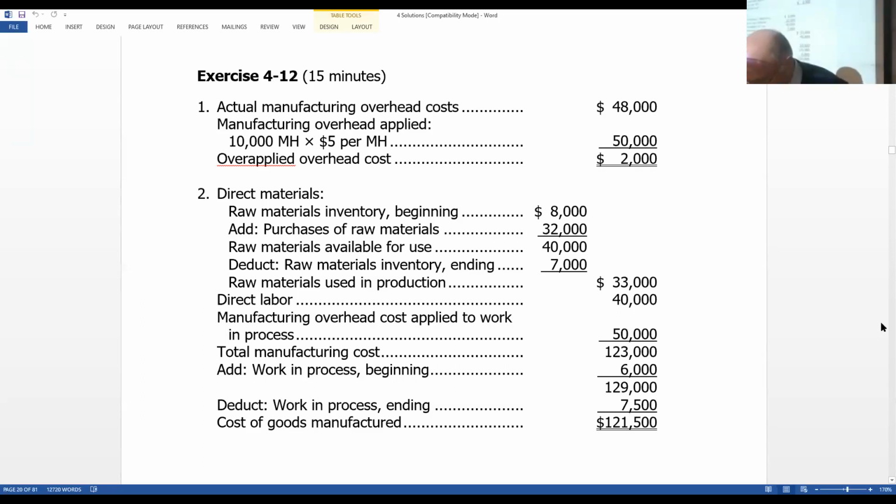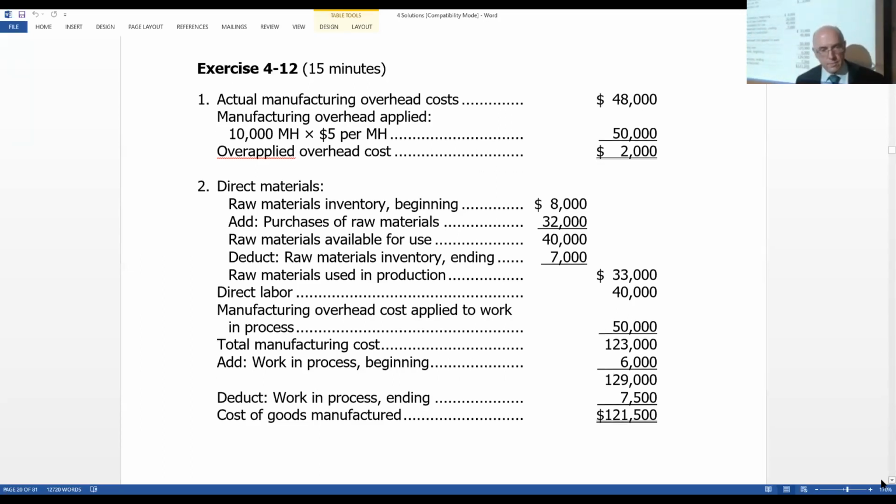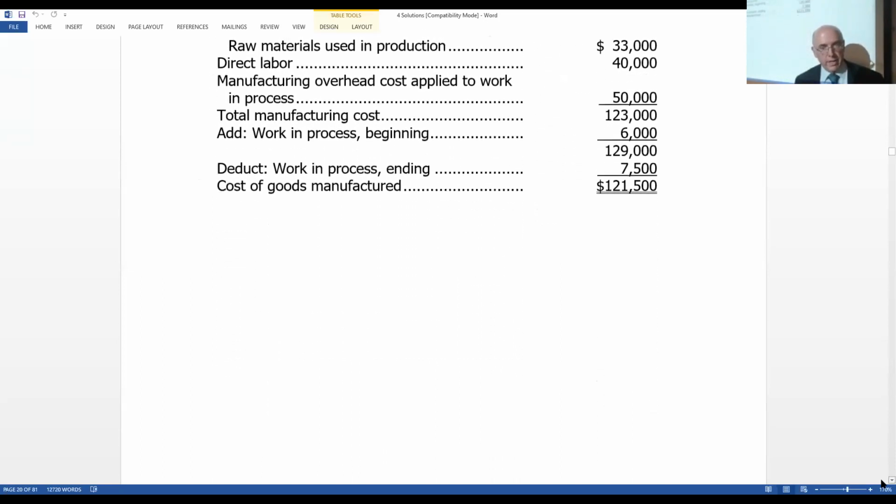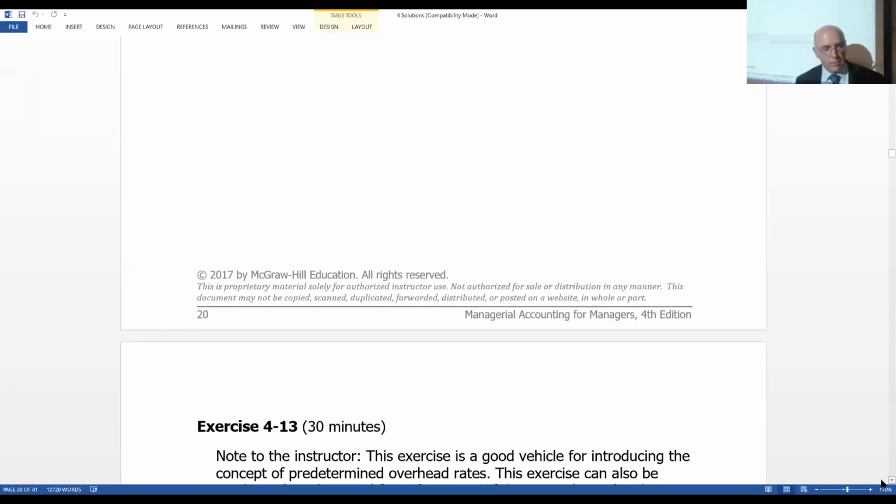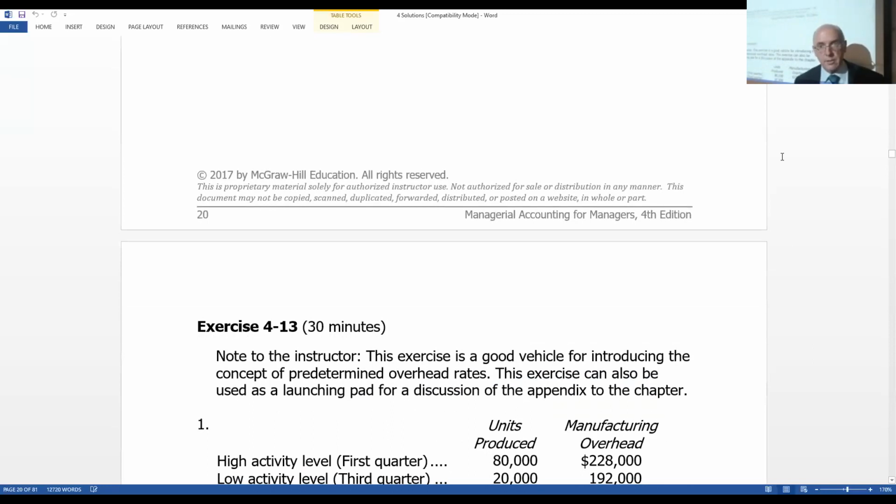Do they ask you to do that here? Compute the amount of unapplied overhead, prepare schedule cost of goods manufactured. They don't ask you to do that. It's a shame. Well, you know what to do, right? You take the 121.5 and you add the beginning balance. Well, that's all there is to that.